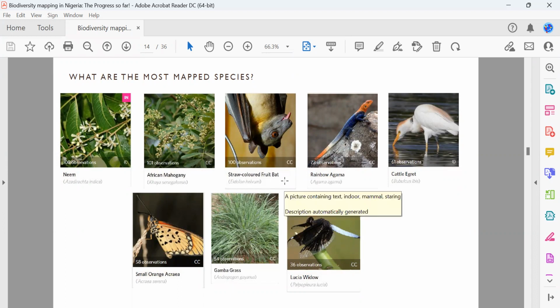The most biomapped mammal is the straw-colored fruit bat, which is one of the most abundant bats in the world. Then in the case of reptiles, it's rainbow agama. Then for birds, it's the cattle egret, because some of us might think it is a Latin dog, yeah, but it's cattle egret. Then the most biomapped butterfly is small orange acraea, Acraea serena. Then grass is Andropogon gayanus. Then the most biomapped dragonfly is Palpopleura lucia. So these are the most biomapped species on iNaturalist in Nigeria.